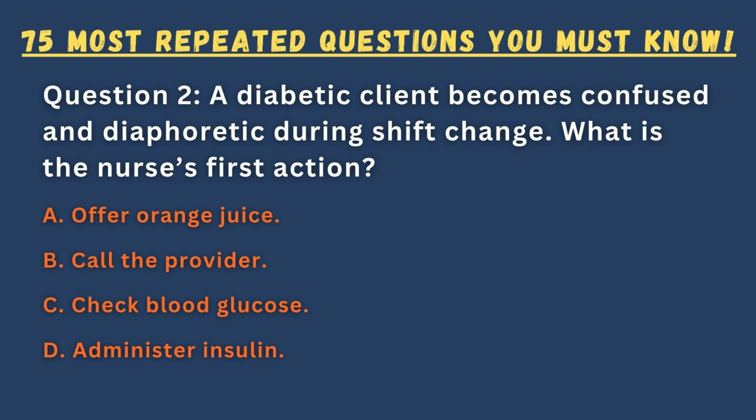Question 2. A diabetic client becomes confused and diaphoretic during shift change. What is the nurse's first action? A. Offer orange juice. B. Call the provider. C. Check blood glucose. D. Administer insulin.